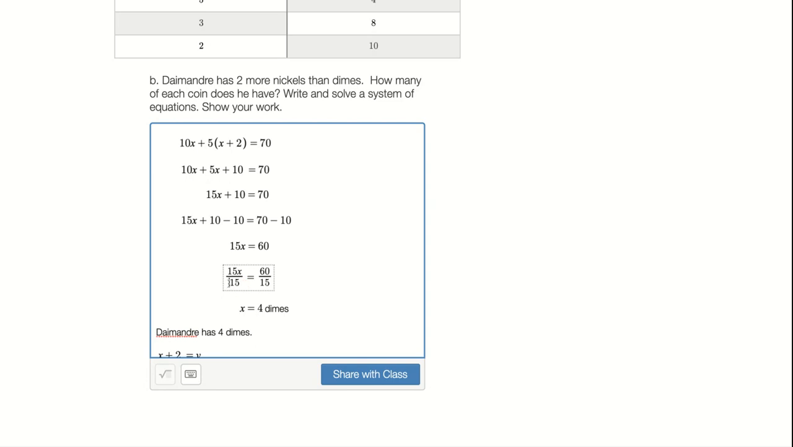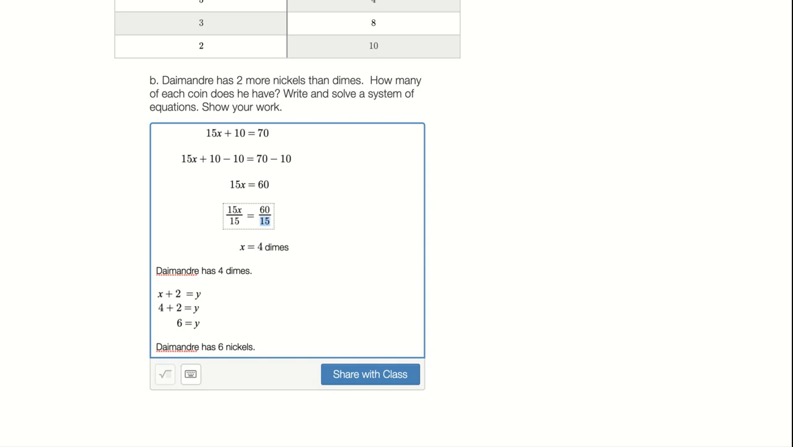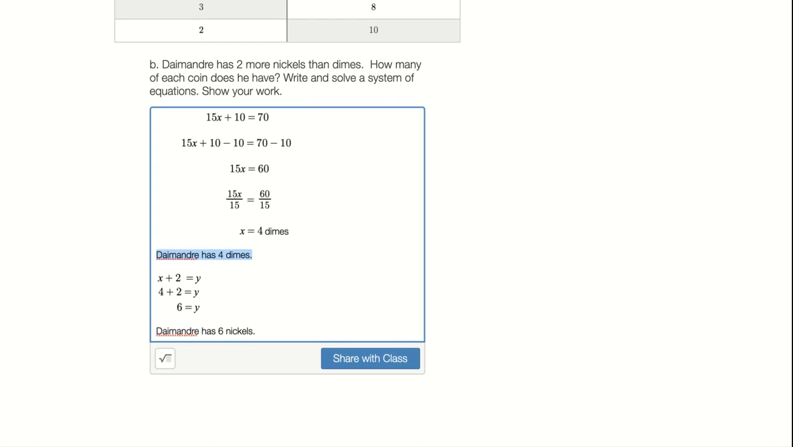If I divide the left side of the equation by 15, I have to divide the right side of the equation by 15. 15 divided by 15 is 1. So 1x is just x, and that is equal to 4 dimes. So we know that De'Mondre has 4 dimes. Great. Now, to figure out the nickels.